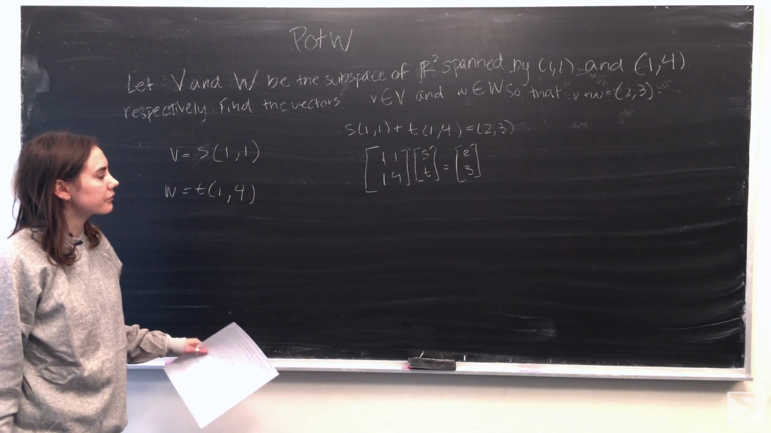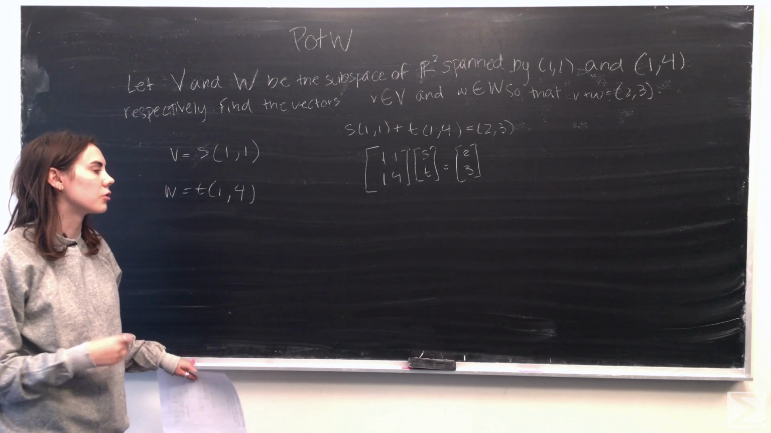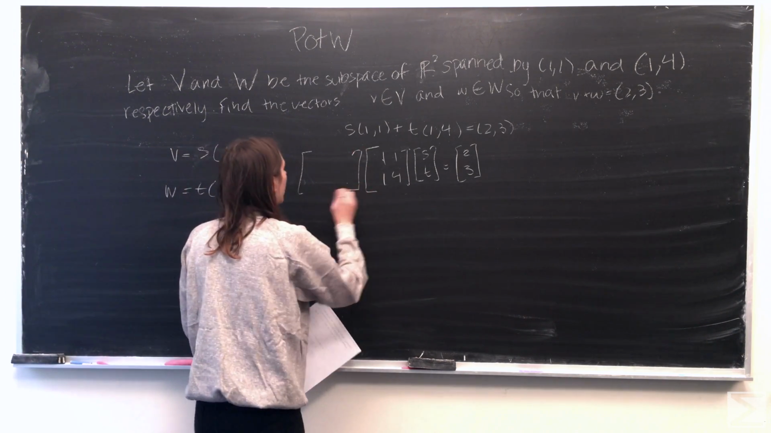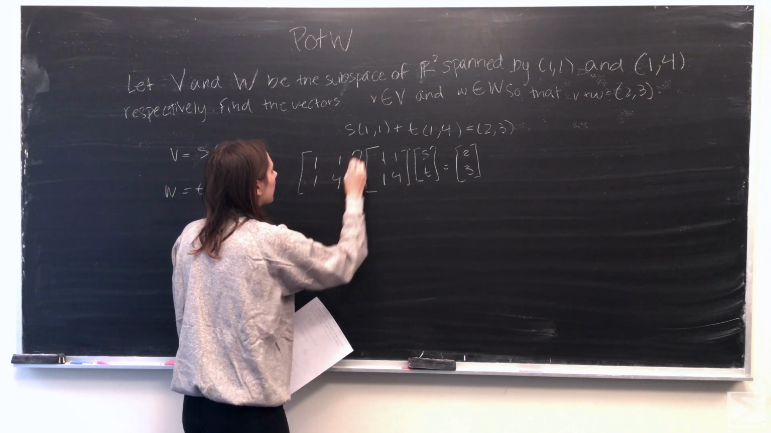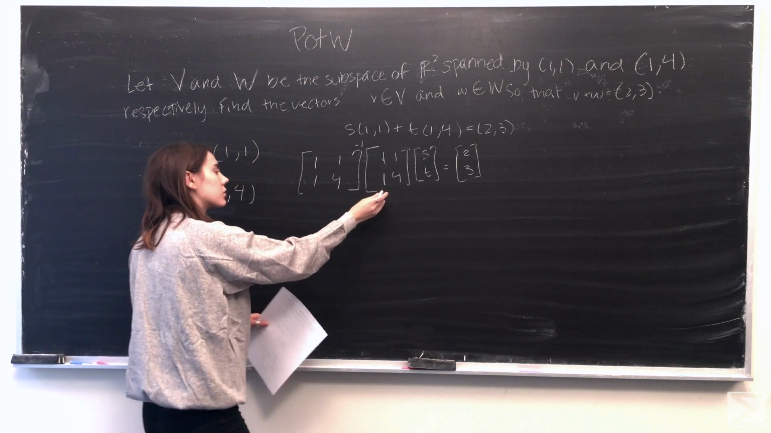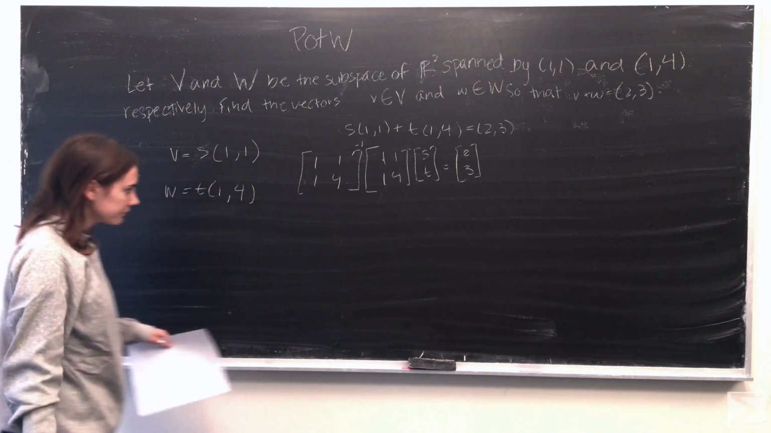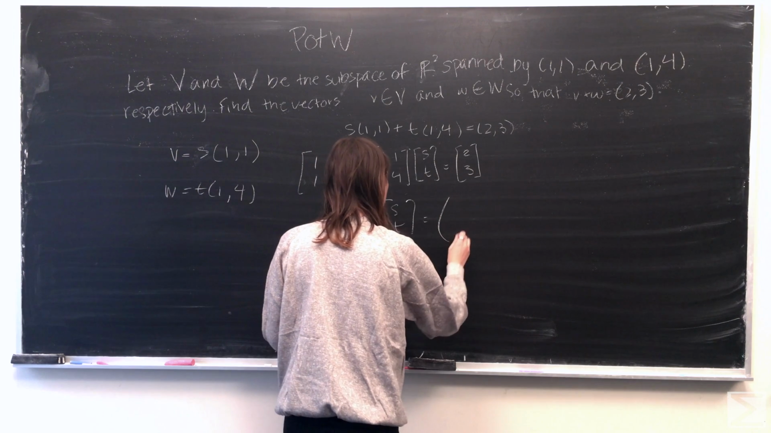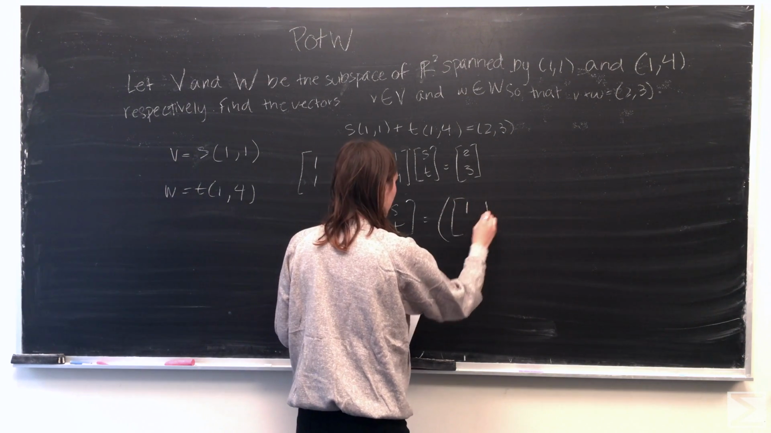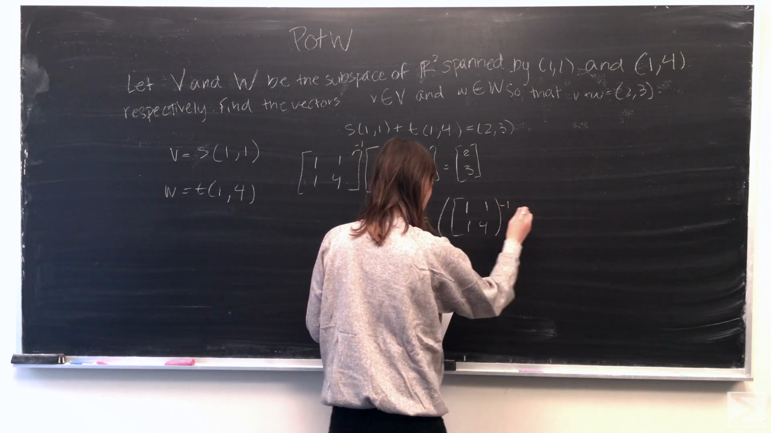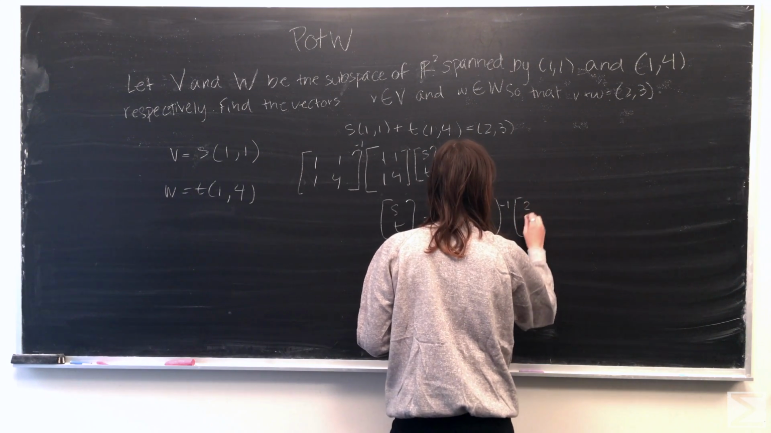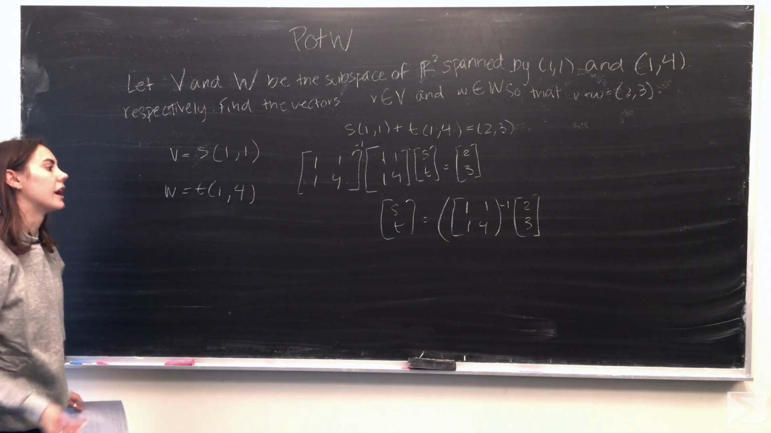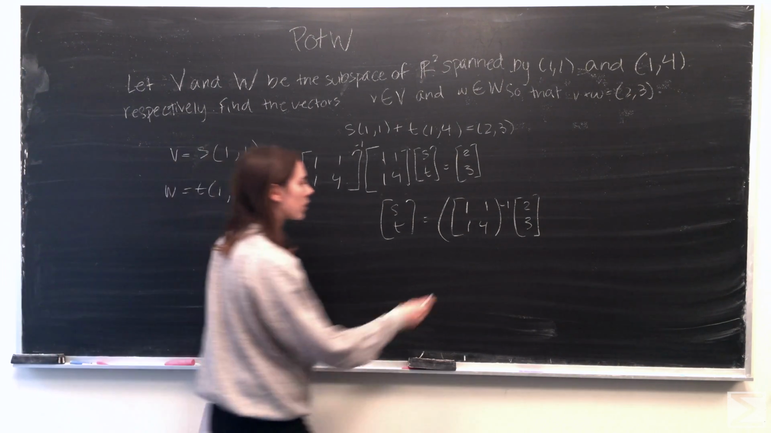What we can do now, in order to solve for (s, t), is multiply both sides of the equation by the inverse of this matrix (1, 1; 1, 4). And what we get is that (s, t) would be equal to the inverse of the matrix (1, 1; 1, 4) times the vector (2, 3). So now we must find the inverse of this matrix.